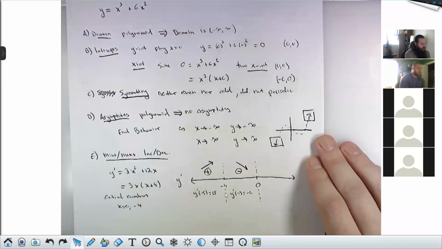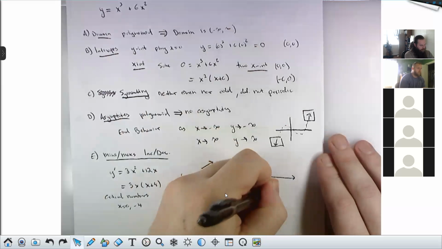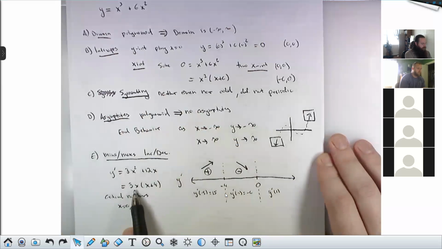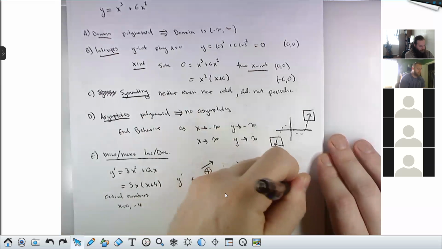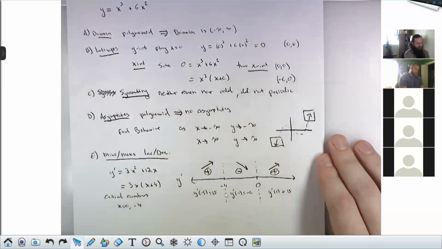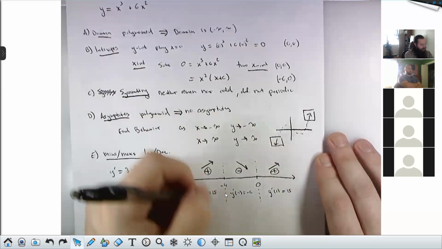And then to the right of 0, I could test 1. Y prime of 1: if I plug 1 in here, I'll have 3 times 1, which is 3, times 5. So that's +15, which is positive. So we are increasing, decreasing, increasing, which means we have a local max here.